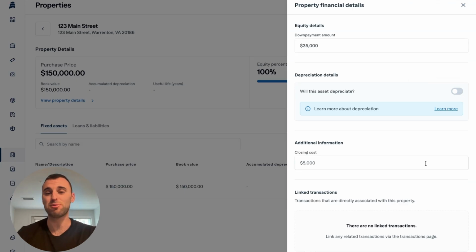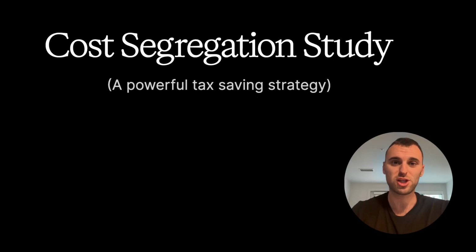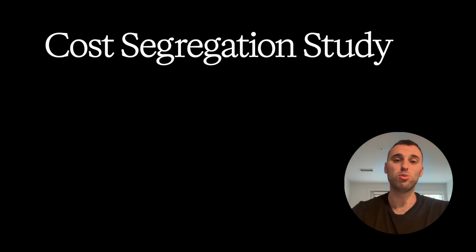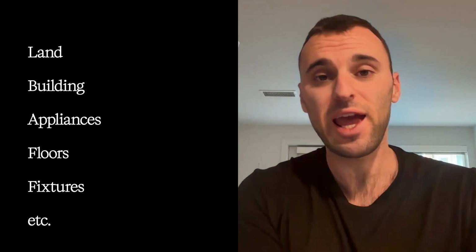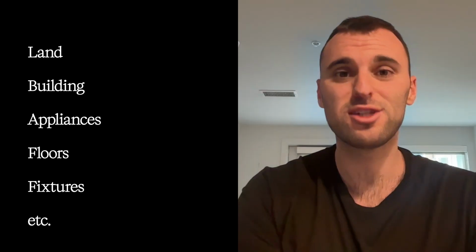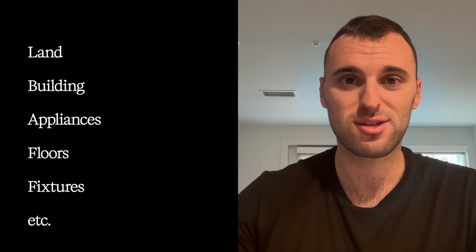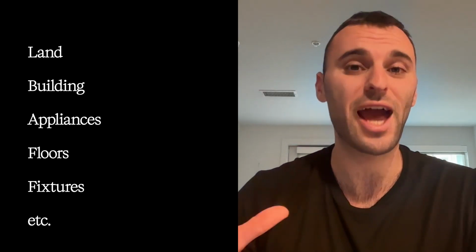Okay, now let's talk about depreciation because this is where tax planning can get super powerful. Inside Baselane Smart, you can manage cost segregation studies and depreciation schedules directly in the platform. So let's say you had a cost segregation study done on one of your properties, which by the way, I've done that multiple times. So in simple terms, a cost segregation study is going to break down the different components of the property that you purchased, from the land, the building, the appliances, the floors, the fixtures, and basically everything piece by piece and category by category.